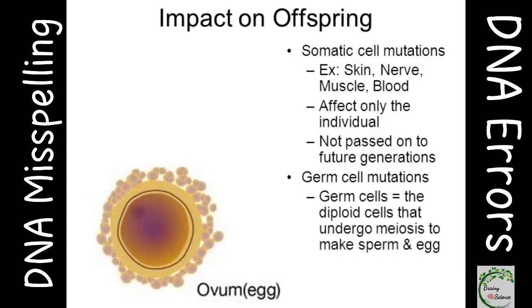Earlier in the school year, we talked about germ cells. They are the diploid cells that will undergo meiosis for males to make sperm and for females to make eggs. So in the male reproductive system, there are germ cells that will go through meiosis to make sperm, and in the female reproductive system, there are germ cells that will go through meiosis to make the eggs or the ovum.